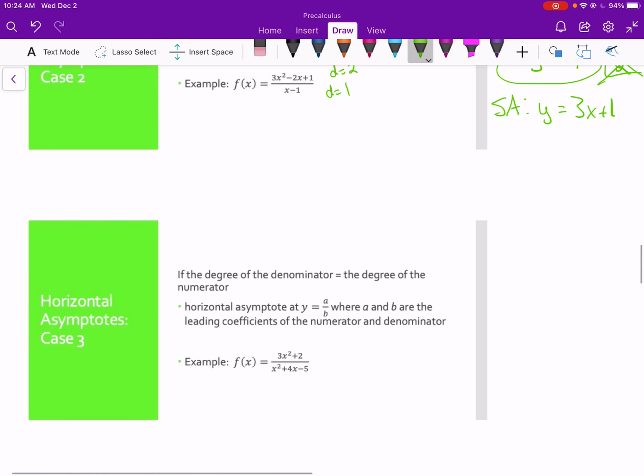And the last case, case 3, is if the degree of the denominator is equal to the degree of the numerator, then the horizontal asymptote is the ratio of the leading coefficients. So looking here, the degree of the top is 2, degree of the bottom is 2. They're the same. So we have a horizontal asymptote at y equals, the leading coefficient of the top is 3, leading coefficient of the bottom is 1, so it's just the line y equals 3.